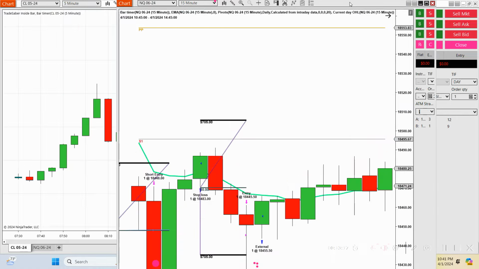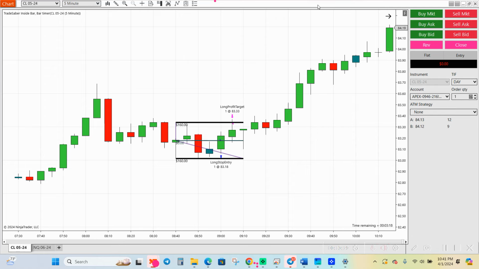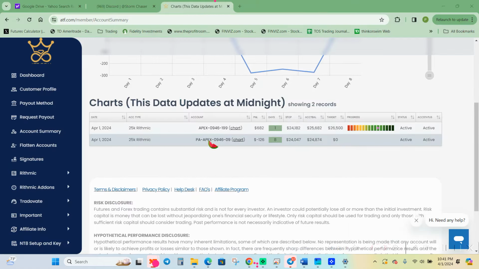So just going over that, let's see where the results are. Okay, here are the results. My new PA that I did the Bob Anderson strategies on, the opening range, and these discretionary trades today: 682. And then on my PA account, a negative 126. I'm trying to get that back up to 25,000. So that's pretty much where I am. Unfortunately, the Trader Rob account is blown, so I'll have to hopefully get another one of those to start with tomorrow.